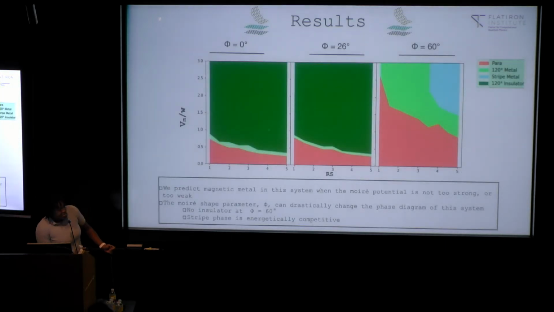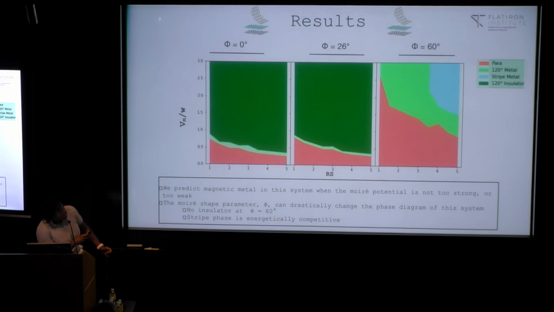We repeated these calculations at 3 different shape parameters: 0 degrees, 26 degrees, and 60 degrees. The red represents the paramagnetic phase, which has no magnetism and no band gap, which is just a metal. The light green represents the 120-degree phase, where the band gap is still 0. So we have a 120-degree metal. The dark green represents the phase where the band gap has opened up and the 120-degree phase is stable.